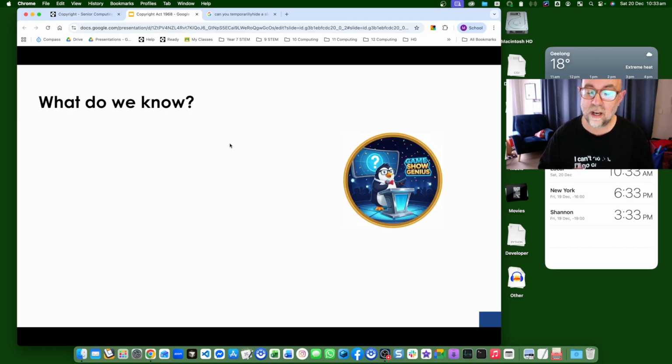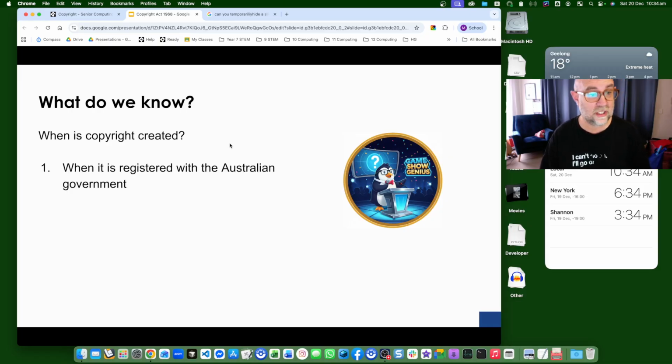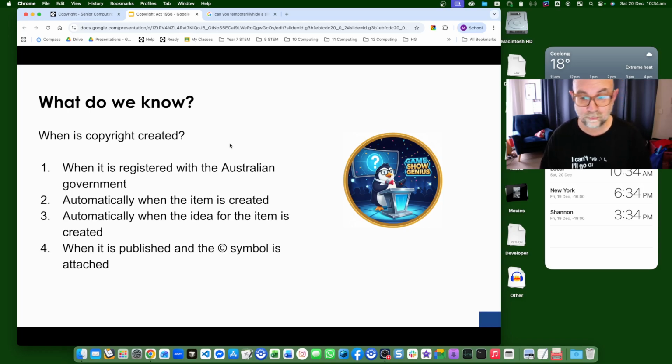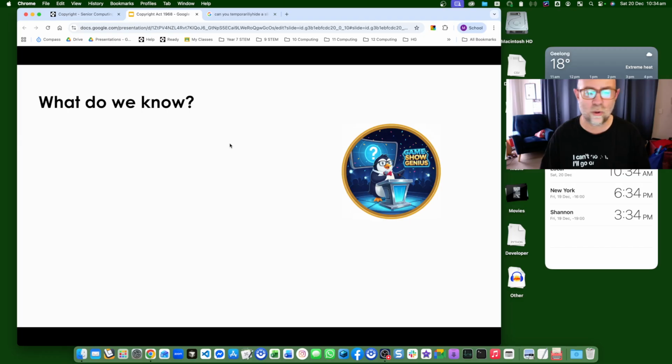So here I'm asking everybody to say, what do we already know about copyright? So when is copyright created? If you're watching this, is it when it's registered with the Australian government, automatically when it's created, automatically when the idea for the item is created, or when it is published with the copyright symbol? So I'll get you to have a think about which one of those is true. And later in the presentation we'll be going back through those and I'll be telling you, although hopefully you'll have learned along the way.